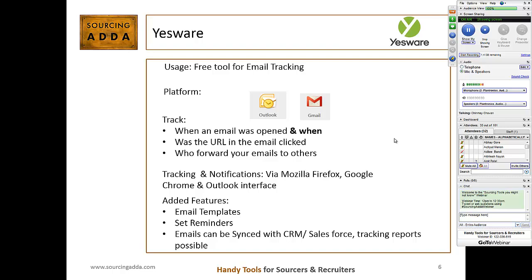For Sidekick you needed to go to Chrome to see all the activity, but for YesWare you will see all the activity for Outlook in Outlook itself, and for Gmail in Gmail itself. We'll see how. The added features are email templates, reminders, and emails can be synced with your CRM or Salesforce, and the tracking of reports is also done very well here.